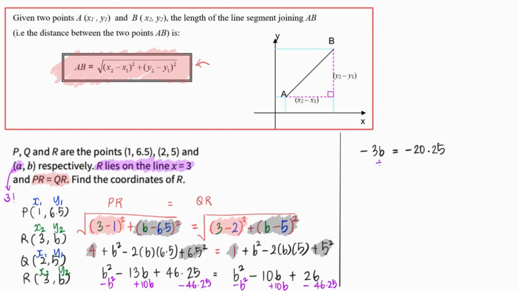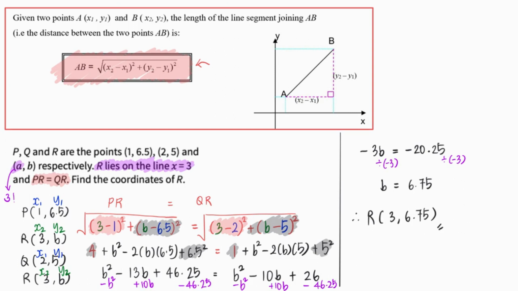So I would then divide by negative 3 on both sides to get my final answer for B. B will be equal to 6.75. And therefore, the coordinates of R, A is 3, B is 6.75.